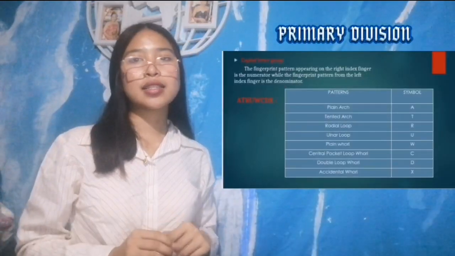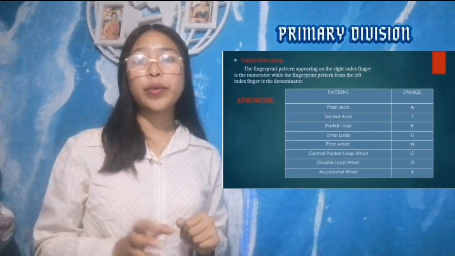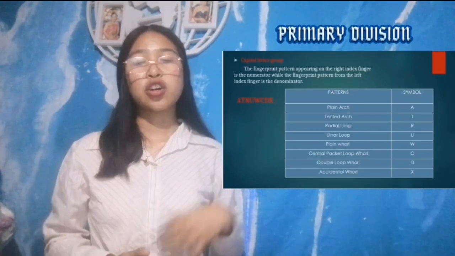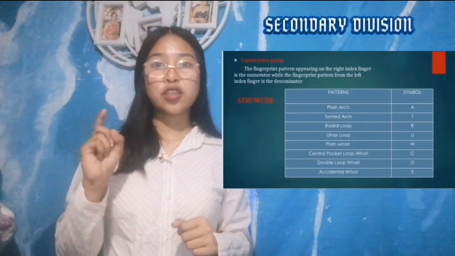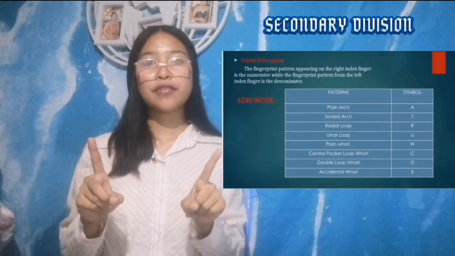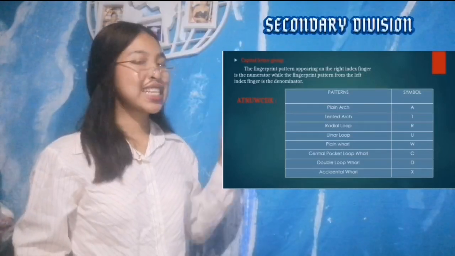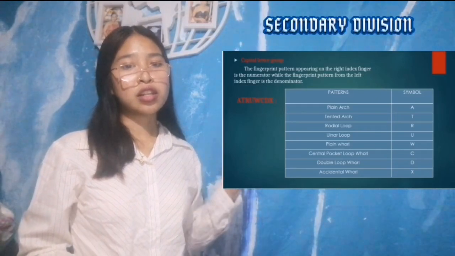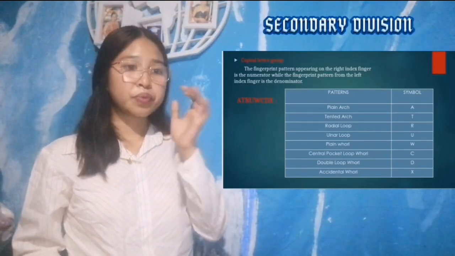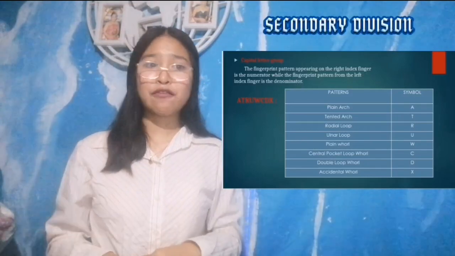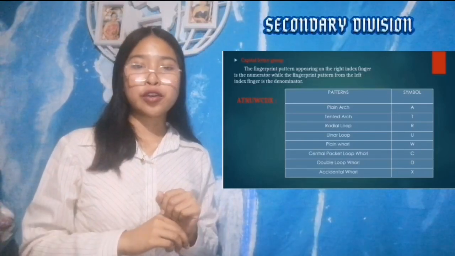So next is the secondary division. In this secondary division, we are going to use the capital letter of our index finger. The right index finger will serve as the numerator, and the left index finger will serve as the denominator. As you can see in the table, these are the capital letters that you are going to use. The corresponding symbol for patterns will appear on the index finger.